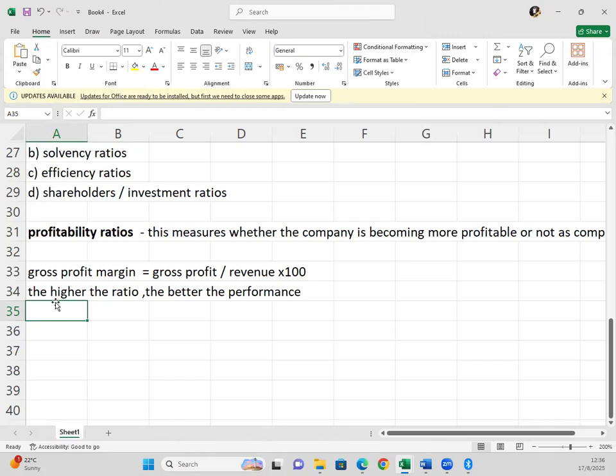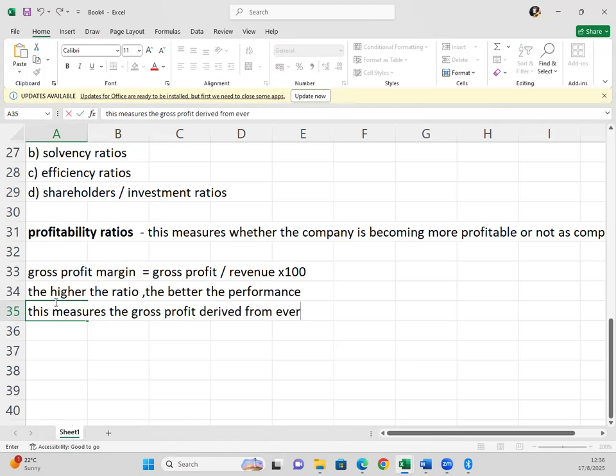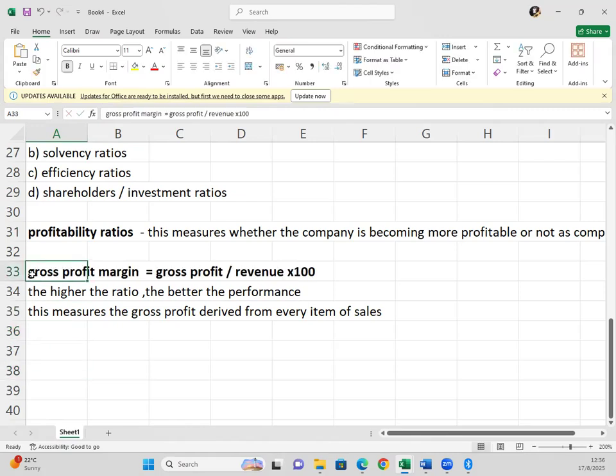So this measures the gross profit derived from every item of sale. Then besides the gross profit margin, the other margin is the net profit margin, or we can call it the operating profit.